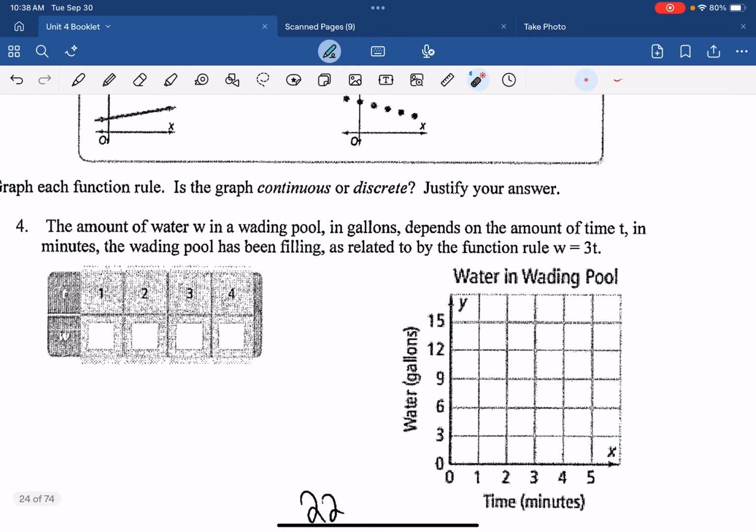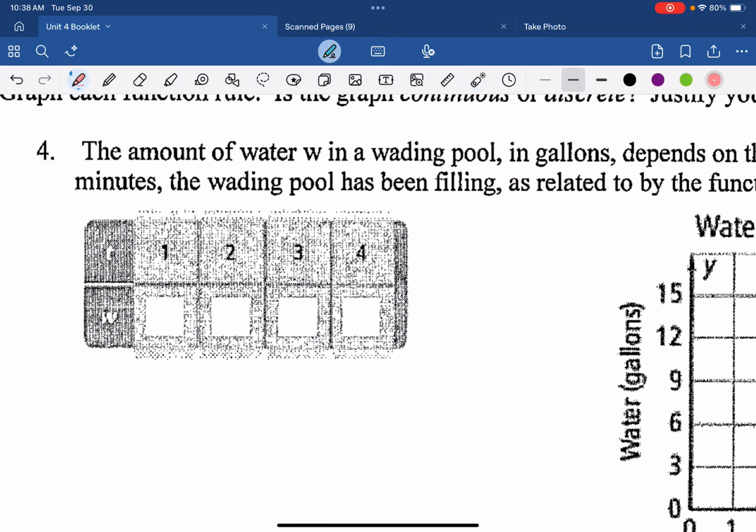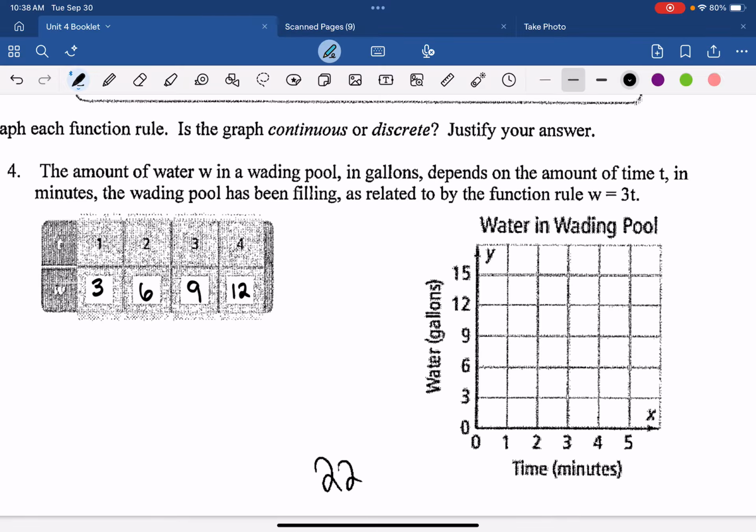All right. So filling that in, we should have gotten 3, 6, 9, and 12, okay? If we were to graph these, we'd graph (1, 3), (2, 6), (3, 9), and (4, 12). Now think about our scenario. Is this continuous or discrete?